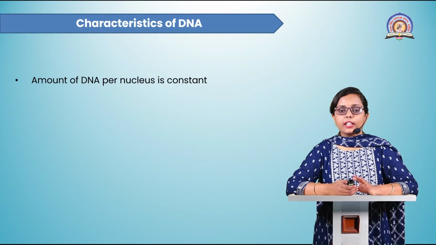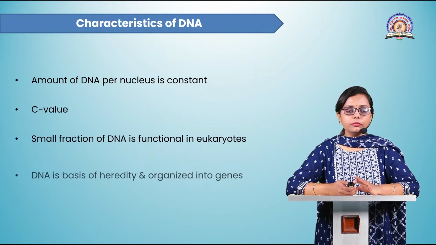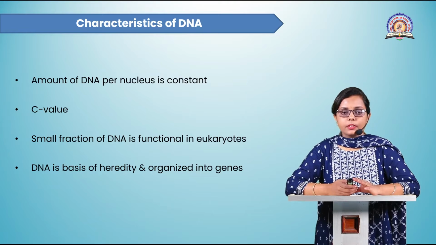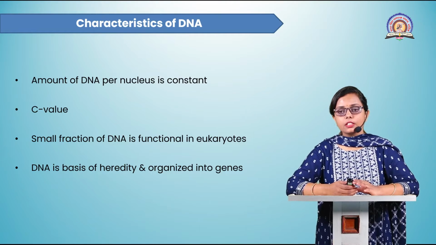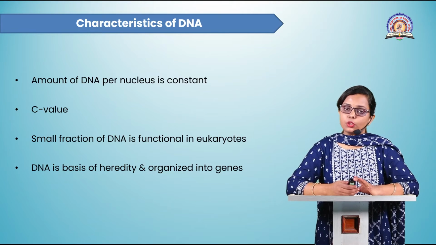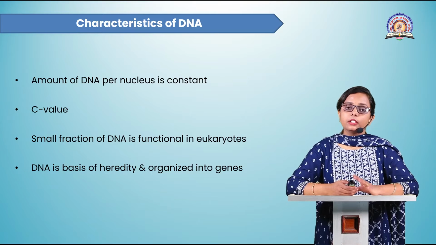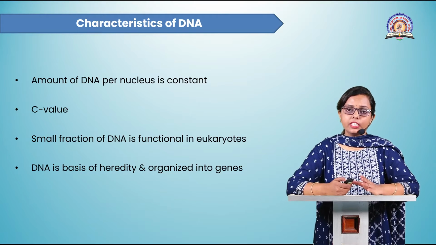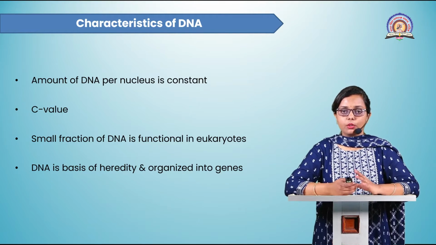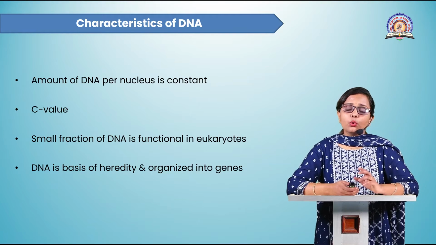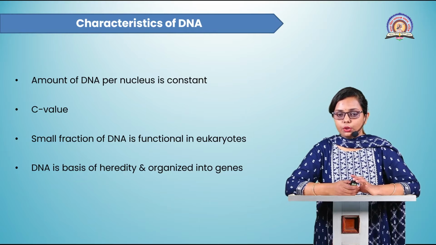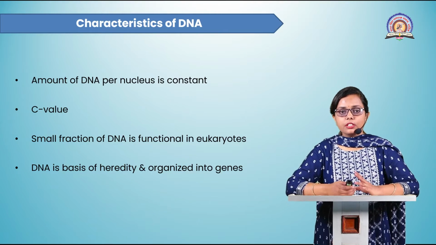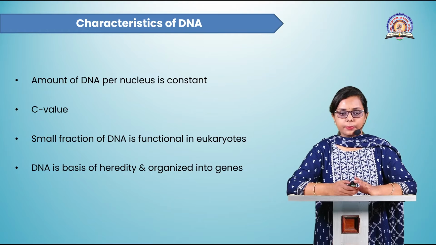So let us discuss the characteristics of DNA. The amount of DNA per nucleus in vegetative cells is constant. As we have already discussed, the amount of DNA in a haploid genome is called the C value, and it also has the characteristic of C value paradox. That means if the amount of DNA is larger, that doesn't mean the organism is more complicated or more advanced. Only a small fraction of the DNA is functional in eukaryotes. That means only a few genes are functional and code for protein. Other genes are pseudogenes, or they are just introns, or they are silent.